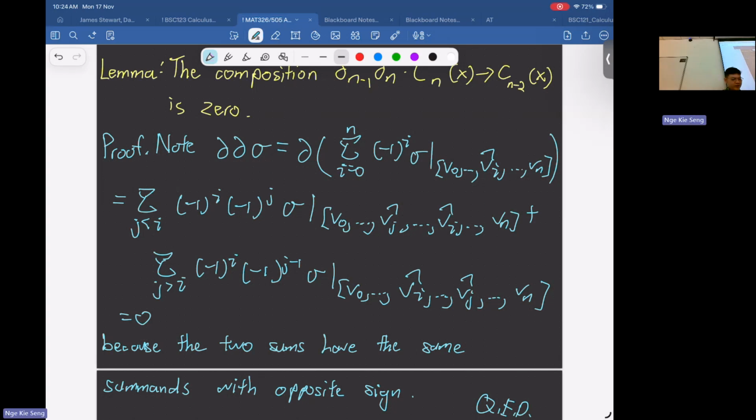Should I write an example? Let's try. So maybe try v0, v1, v2, v3, and v4 like that. Okay, so let's say we throw v2 out first, and then throw out v1.